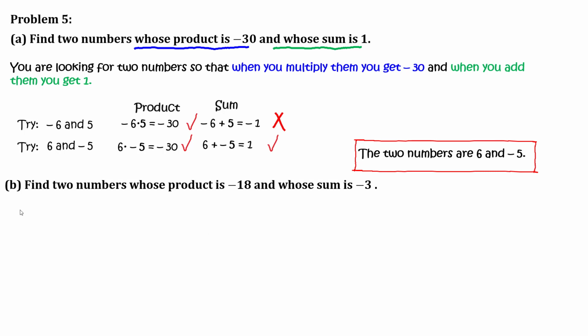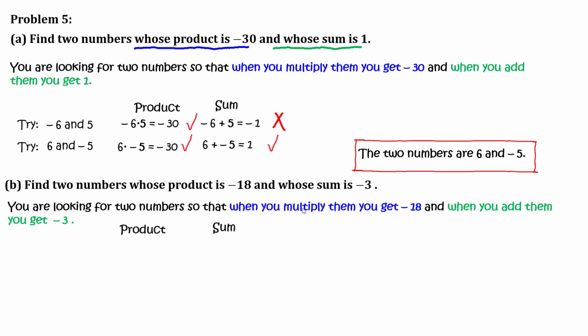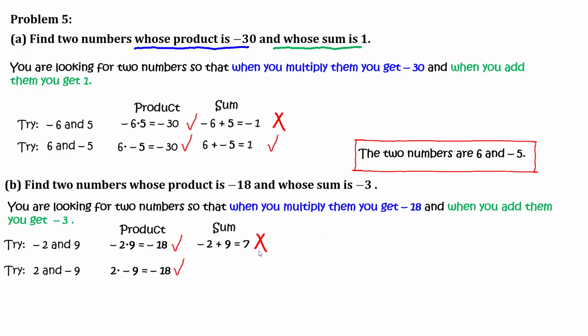And problem 5, part B, find two numbers whose product is negative 18 and whose sum is negative 3. So you're looking for two numbers so that when you multiply them, you get negative 18, and when you add them, you get negative 3. So how about we try negative 2 and 9? Negative 2 times 9 is negative 18. So the product checks. Negative 2 plus 9 is 7, not negative 3. So the sum does not check. 2 times negative 9, how about if we swap the signs, right? 2 times negative 9 is negative 18, so the product checks. 2 plus negative 9 is negative 7, so the sum does not check.